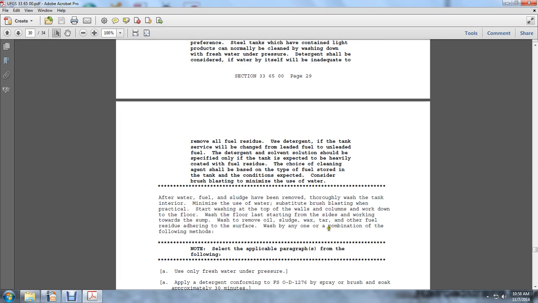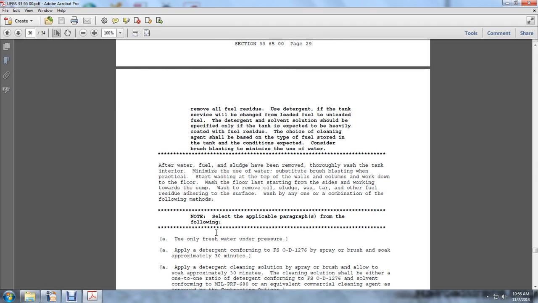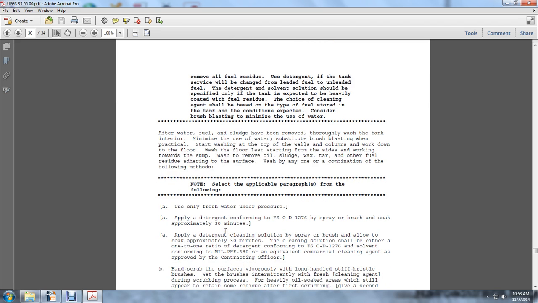Wash by one combination of the following methods. Select applicable paragraphs for the following. Use only fresh water under pressure to apply the detergent conforming to the FSOD 120 or 11276. Spray, wash, and soak: spray, brush, and soak for approximately 30 minutes.